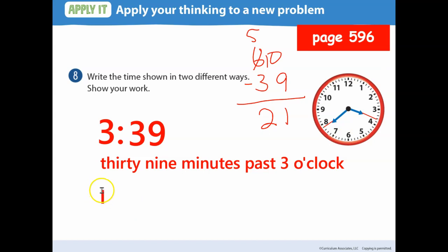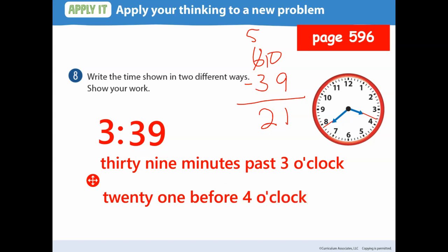Perfect. So it's 21 minutes before 4 o'clock. That's how you would write it in two ways.